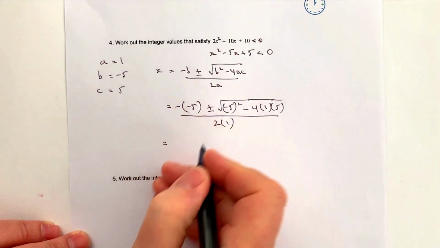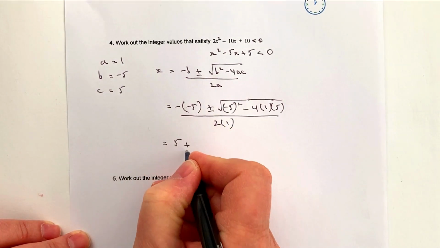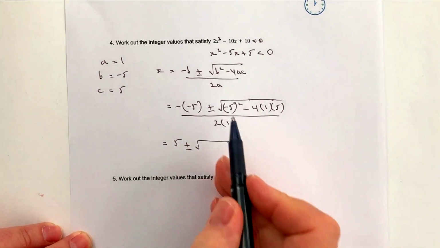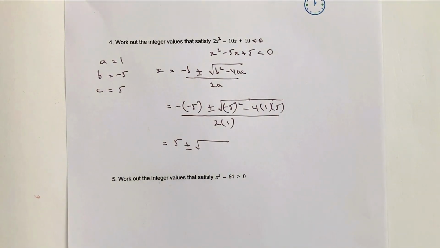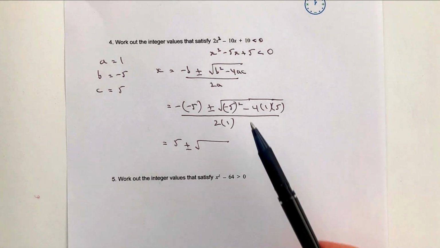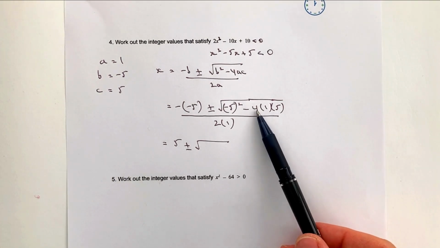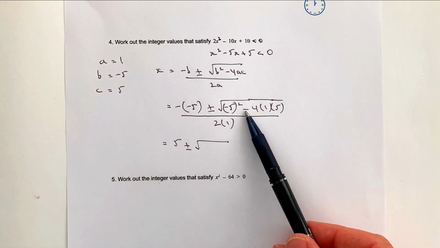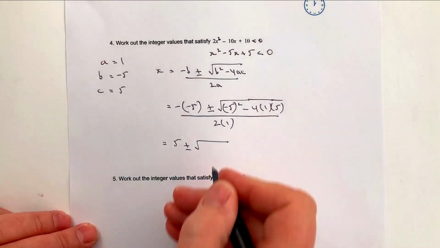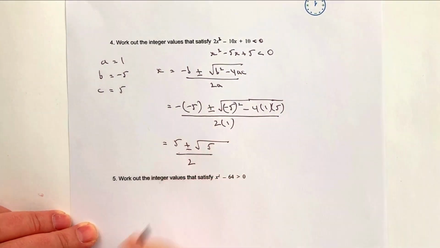So I've got minus 5 is going to be plus 5, plus or minus the square root. Minus 5 squared is 25. You need to be very careful with your calculator. You need to use brackets for that. So I've got 25, and then I've got minus 4 times 1 is 4, and 4 times 5 is 20. So I've got 25 minus 20. So it's going to be square root of 5, all divided by 2.